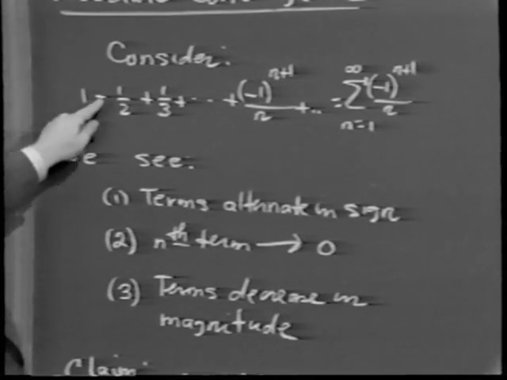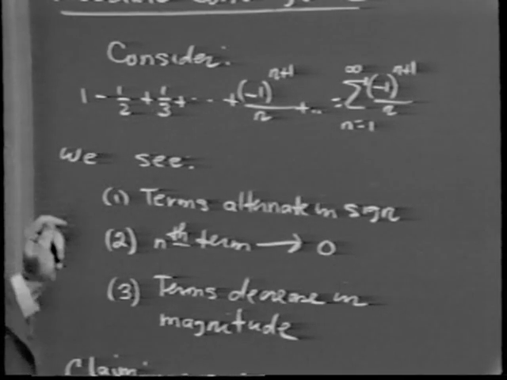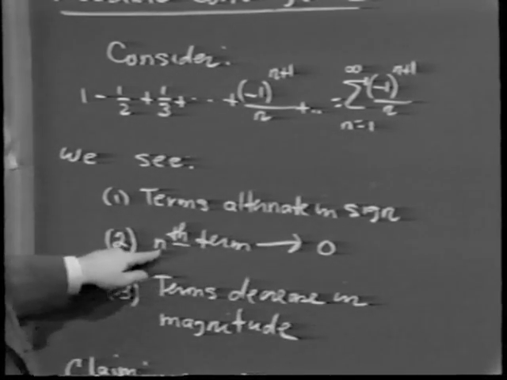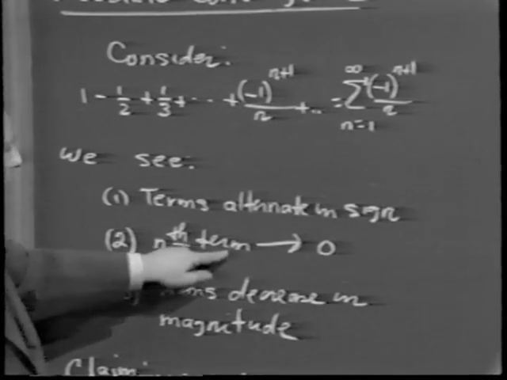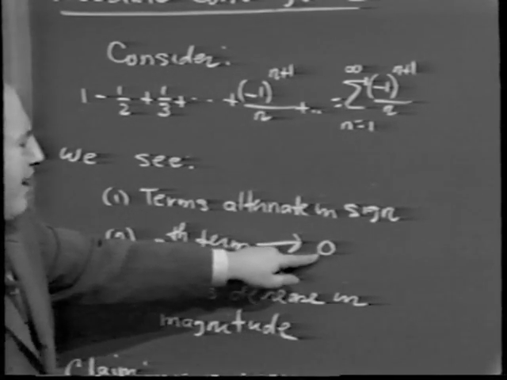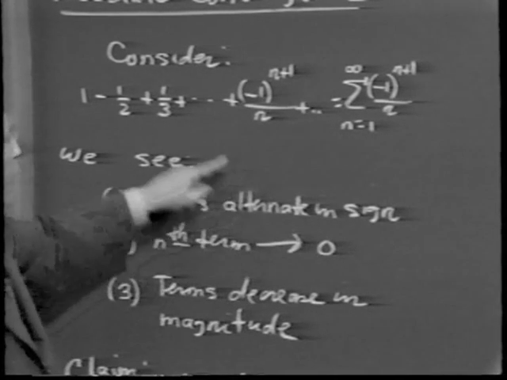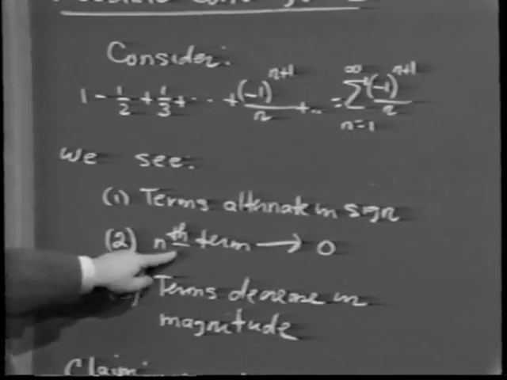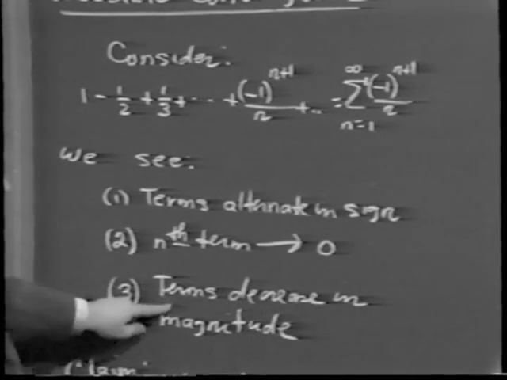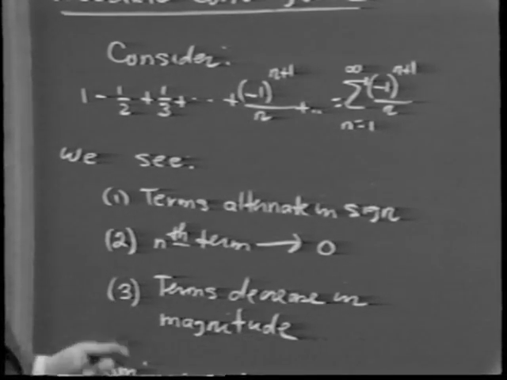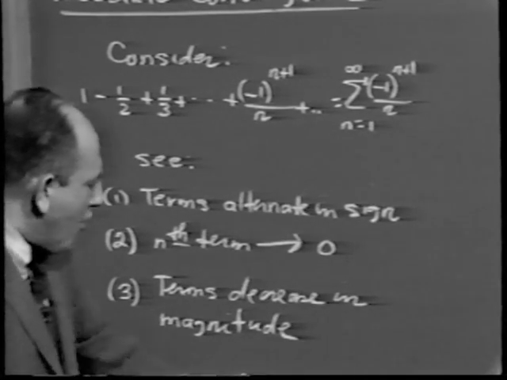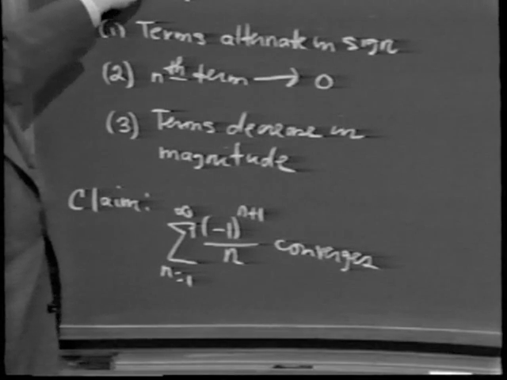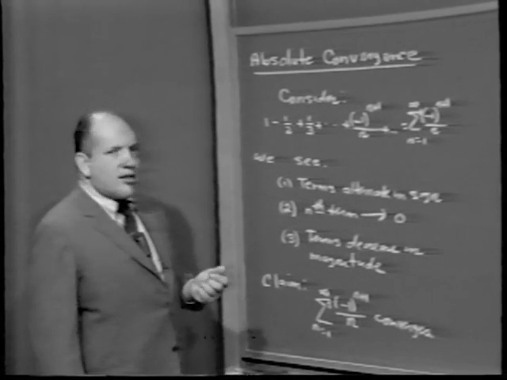It's called alternating because the terms alternate in sign. The nth term approaches 0. By the way, we saw in our first lecture on series that the nth term approaching 0 was necessary but not sufficient for making a series converge. However, our claim is that if, in addition to this, we know that the terms decrease in magnitude, the given series will converge. In other words, what I intend to show is that 1 minus a half plus a third, etc., does converge.